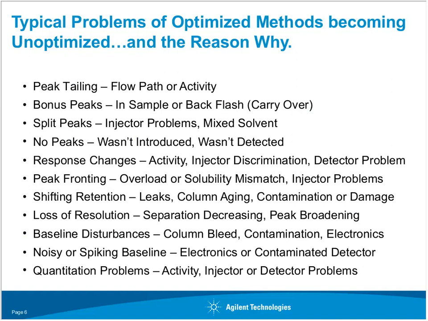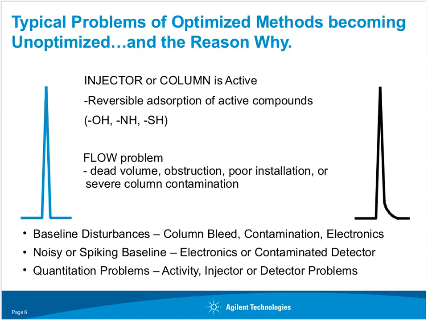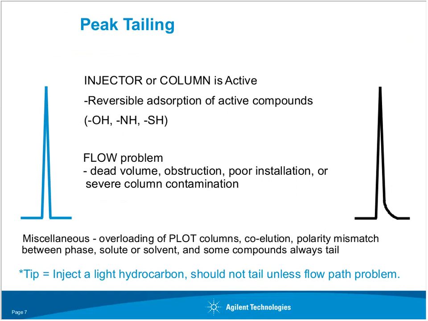Over the next number of slides, I'm going to talk about typical problems of optimized methods becoming unoptimized: what happened and the reason why. We're going to cover all of these topics, starting with peak tailing, bonus peaks, split peaks, no peaks, all the way through shifting retention, baseline disturbances, and finally, quantitation problems. As I mentioned, we're going to go through these one by one. So let's first look at peak tailing.